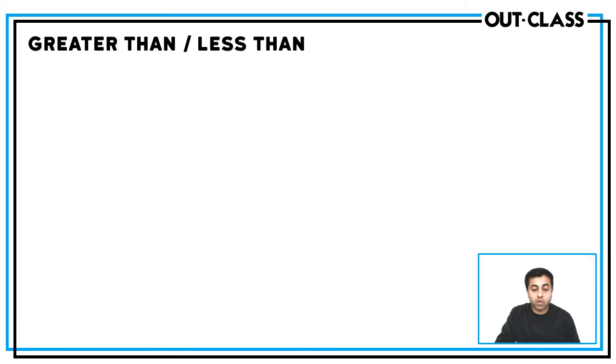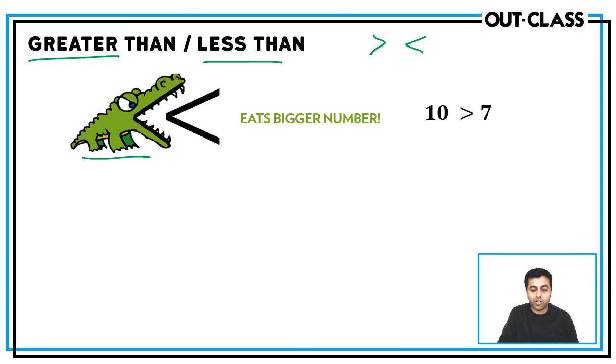The next concept is one of numbers greater than and less than. So the signs look like this. And how do you remember them? Well, one hint is to think about it like a crocodile. And crocodiles always eat the bigger number. So if the crocodile's mouth is like that, then you'll know that what's the bigger number? 10. So the crocodile will eat 10. That's how you should think about it.